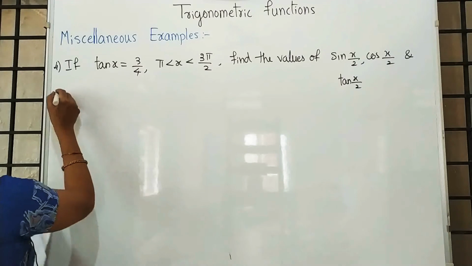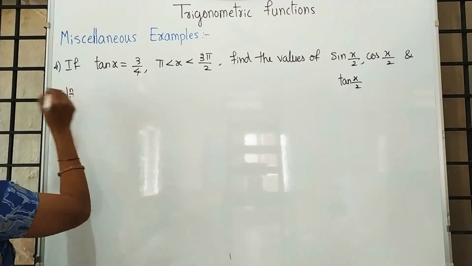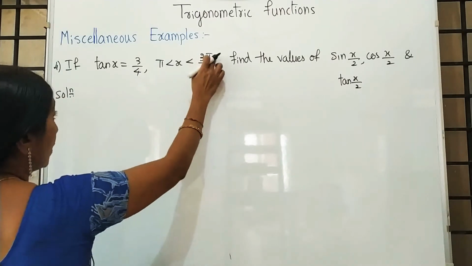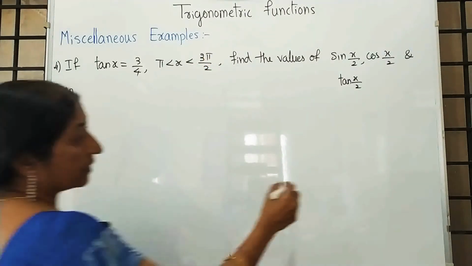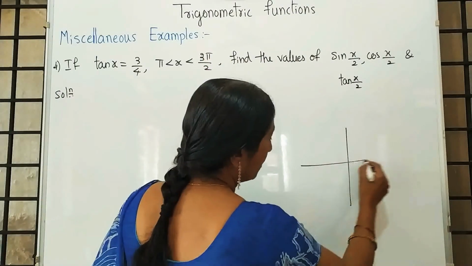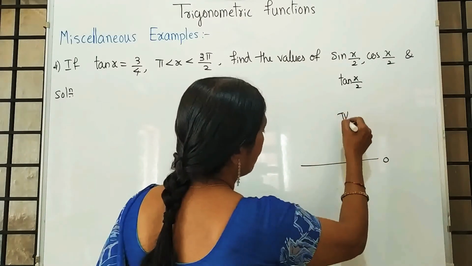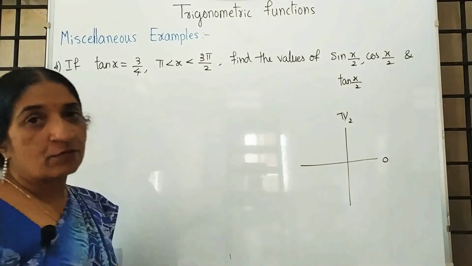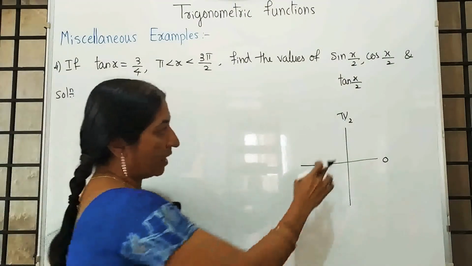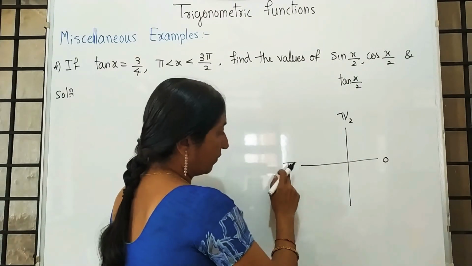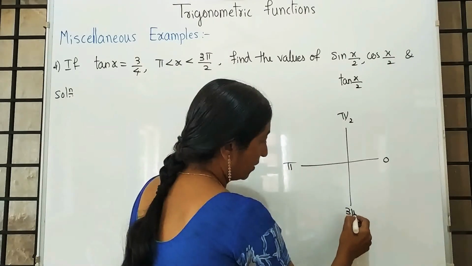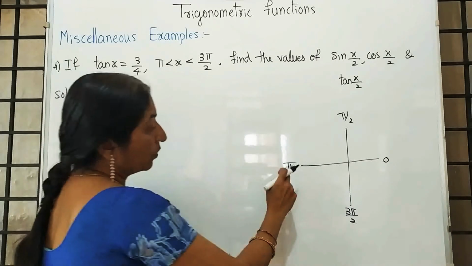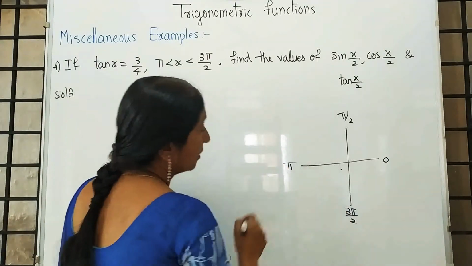Write down. What is given? x is lying between 180 to 270. 180 to 270 means what here? This is 0 to 90. Pi by 2 is 90. See, it is given in terms of radians, that's why I am writing in terms of radians. And it is pi by 2 to 180. 180 is pi. And this is 3 pi by 2. See, pi and 3 pi by 2, that is 180 and 270. It lies in the third quadrant.